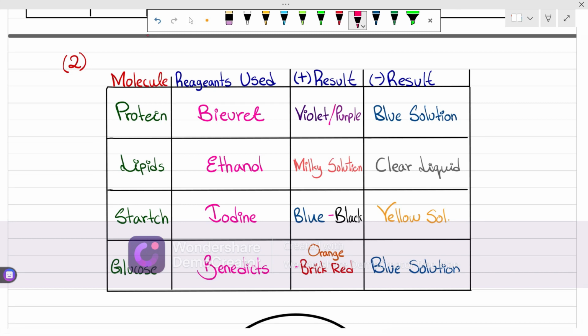Molecules and their reagents used, their positive results and their negative results. Protein, the reagent used is Biuret reagent. Positive result is violet purple. Negative is blue solution. Lipids, reagent used is ethanol alcohol. Positive result is milky solution. Negative result is clear liquid. Starch, reagent used is iodine. Positive result is blue-black. Negative result is yellow solution. Glucose, positive result is orange to brick red, negative result is blue solution.